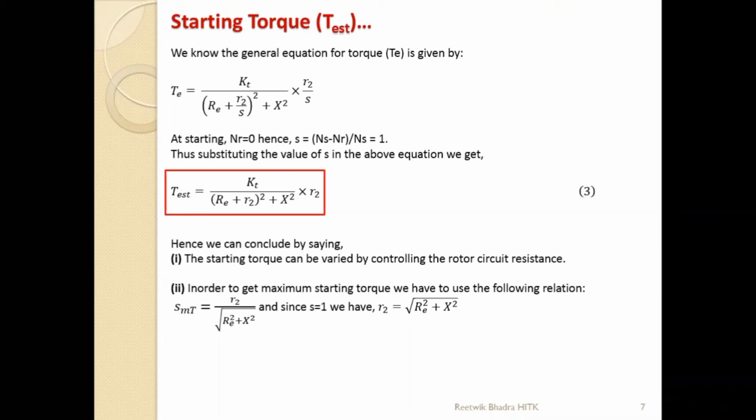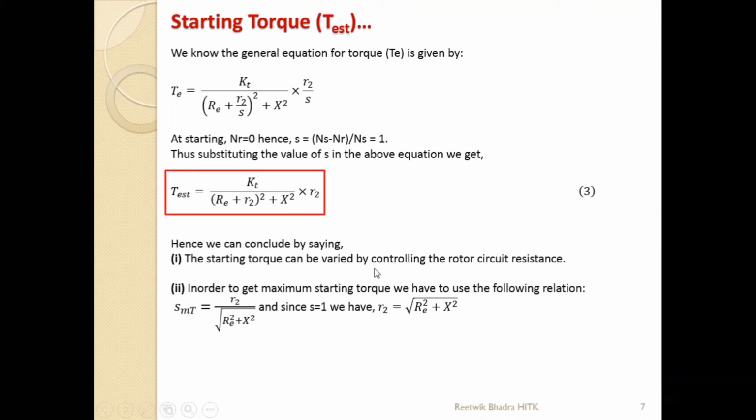So what will be the slip? (NS minus 0) by NS gives you 1. So replace this S by 1, and you will get TST. Now instead of M, I am writing ST because it is starting torque, KT by this equation into R.